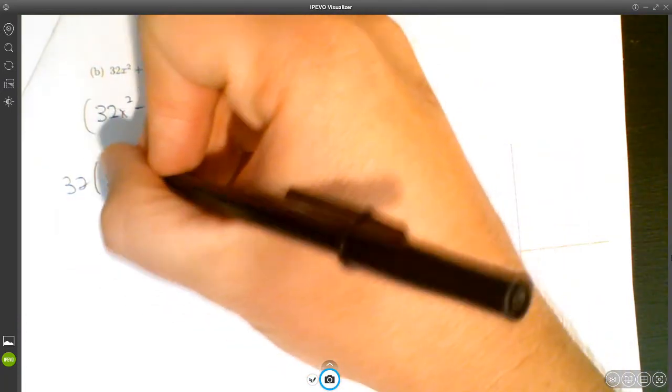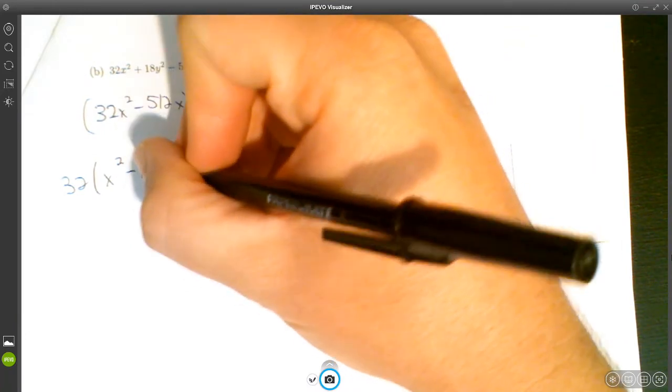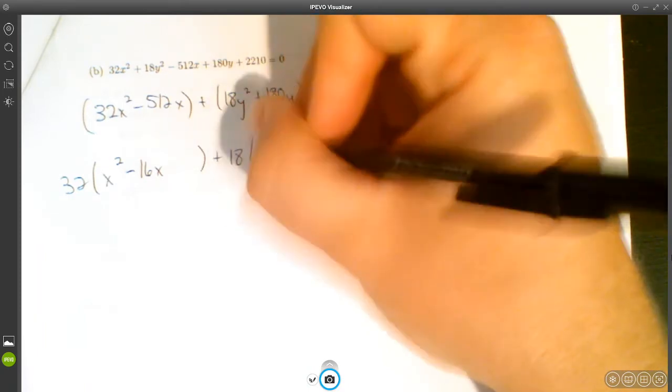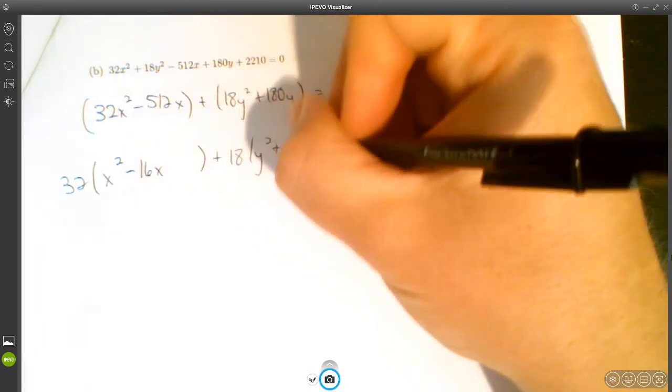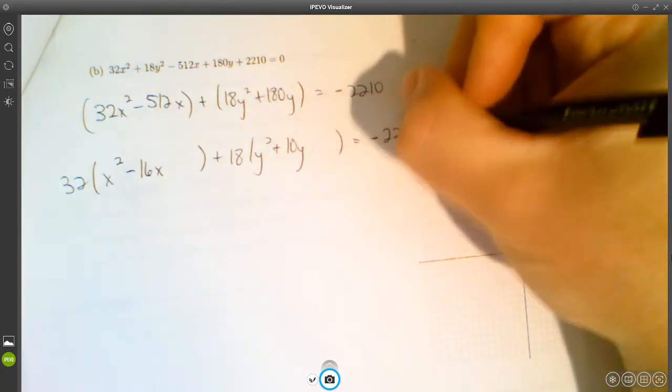I'll be left with x squared minus 512 divided by 32 is 16. So x squared minus 16x. Leave some space to complete the square. Here I'm going to factor out the 18. I'll be left with y squared plus 10y. That's a little easier to do in my head. And then that equals negative 2,210.